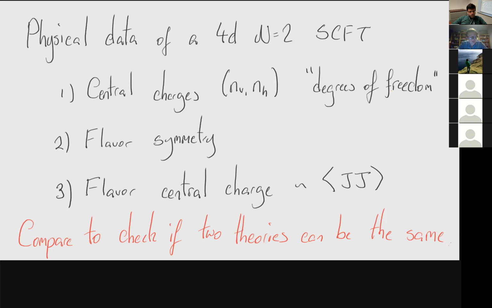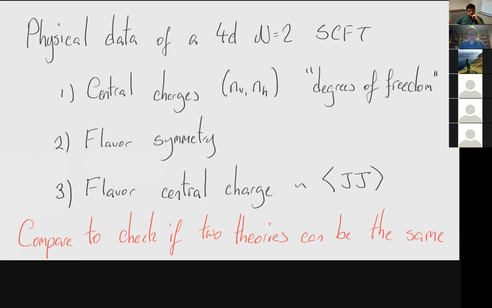Another feature of a field theory can be its flavor symmetry or global symmetry group. And this global symmetry group also has an associated central charge, which is essentially just proportional to the 2-point function of the flavor currents. So one way you might want to check if 2 theories can possibly be the same is if this particular data is the same.